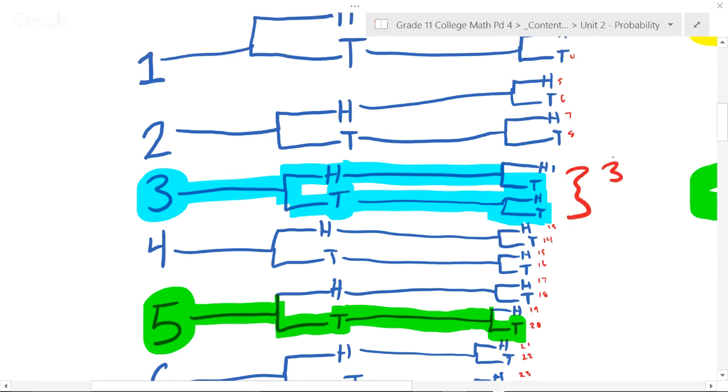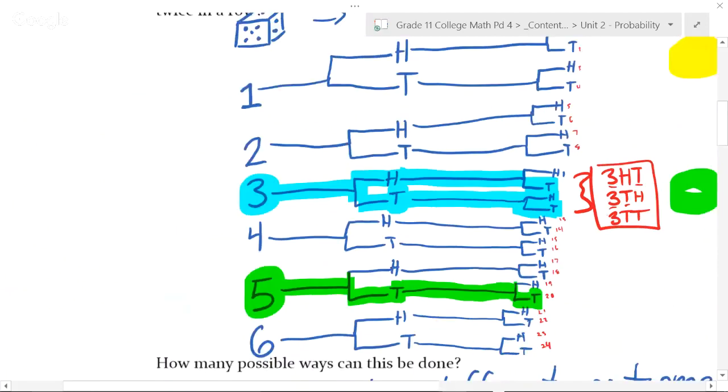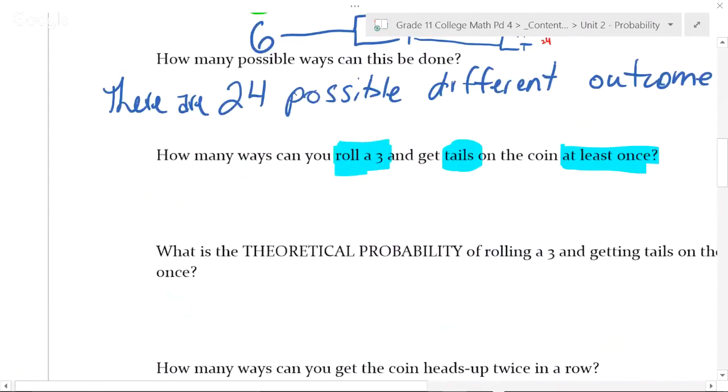We can go 3 heads and then tails. That's the first one. That works because we rolled a 3 and we get tails. We can do 3 and then tails and then heads. That's okay because we still have a 3 and tails. And we can do 3 and tails and tails because it doesn't tell us we can't have 2 tails. It just says at least 1. So those are the 3 possible outcomes. So there's 3 ways to do that.